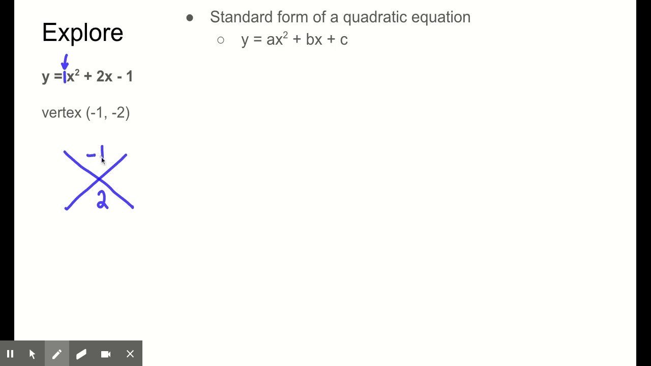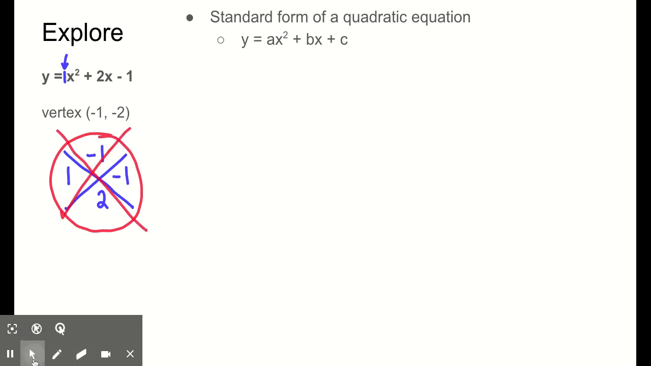Now, the only factors of 1 are 1 and 1. And so if we were to use those two values, we would need to multiply them to get a negative, which means one of them would have to be negative. However, if we added them together, those are not going to add up to 2. So this equation here is not factorable.